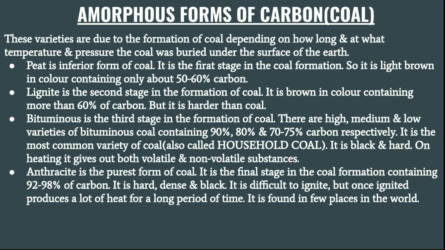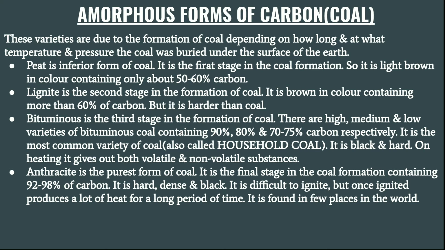Then anthracite is the purest form of coal, which contains 92 to 98% carbon, and it is the final stage in coal formation. It is hard, dense and black colored coal. It is difficult to ignite, but once ignited, it produces a lot of heat and remains burning for a longer period of time. It is found in only a few places in the world.